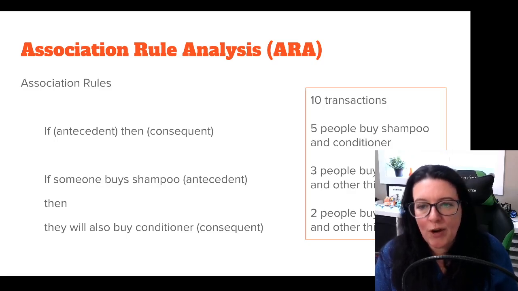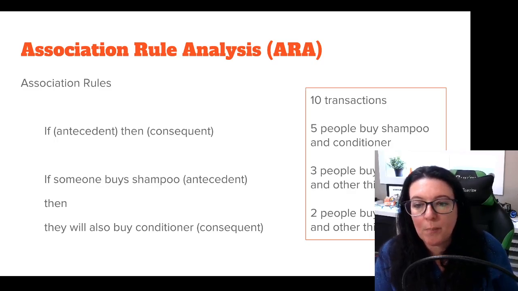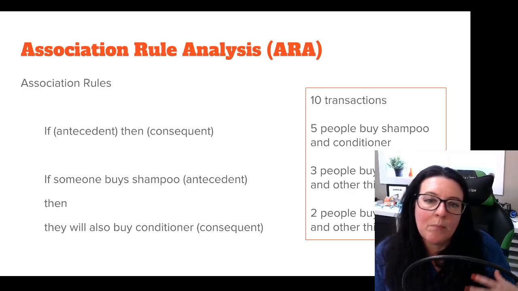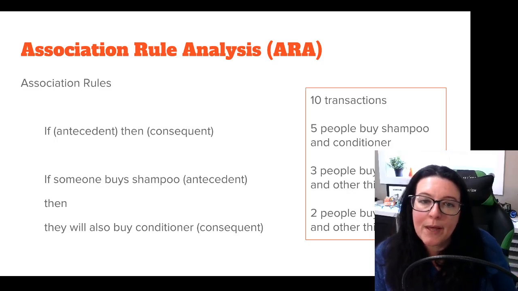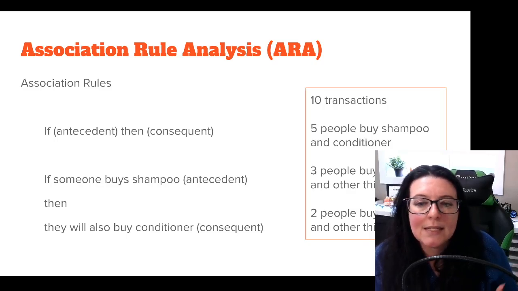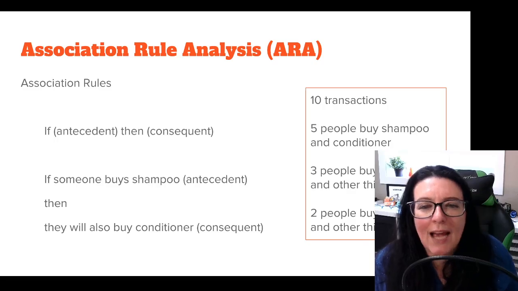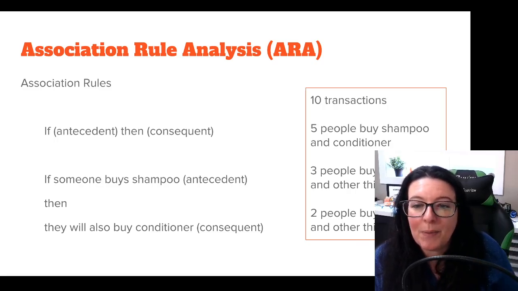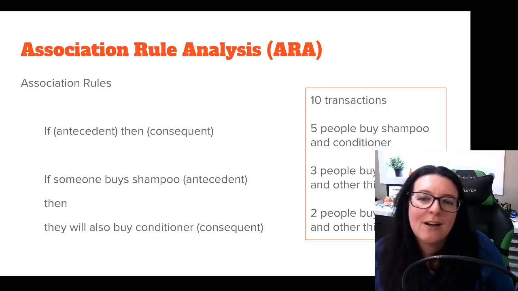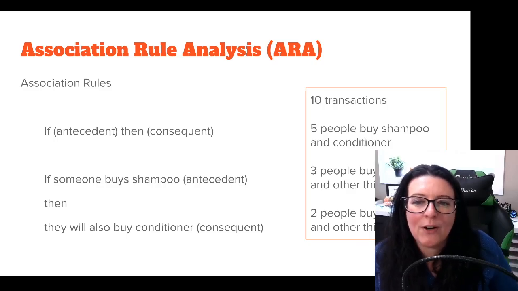Let's look at an example. Let's suppose there are 10 transactions. In those 10 transactions, 5 people buy shampoo and conditioner. So we think we can make a rule that says if people buy shampoo, then they will also buy conditioner. The benefit of having this association rule is that you could then predict the sales of conditioner based on what you see happening with shampoo. If someone is picking up some shampoo off the shelf, they're likely to buy conditioner as well. So we would promote shampoo and conditioner together. We'd make it very clear, put them next to each other on the shelf, because we know that if they're looking for one, they're looking for the other.